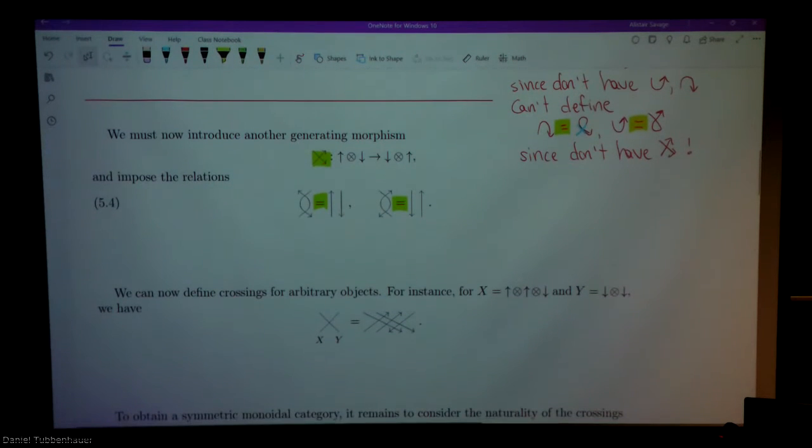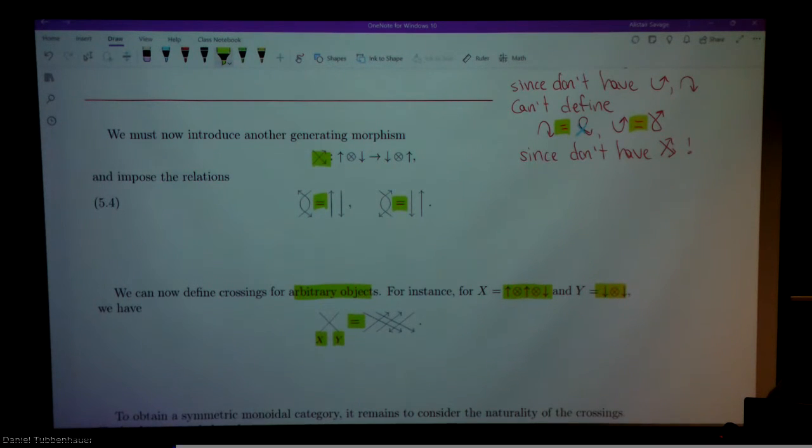So now we can define crossings for arbitrary objects. Because in this category, we have these two generating objects, up and down. And so an arbitrary object is just some tensor product of up and down arrows. And then the crossing for those two objects, we just nest these crossings that we have for left and right, etc. So this is forced on us by the axioms of a symmetric monoidal category. And once we have the crossings for the generating objects, that's enough.